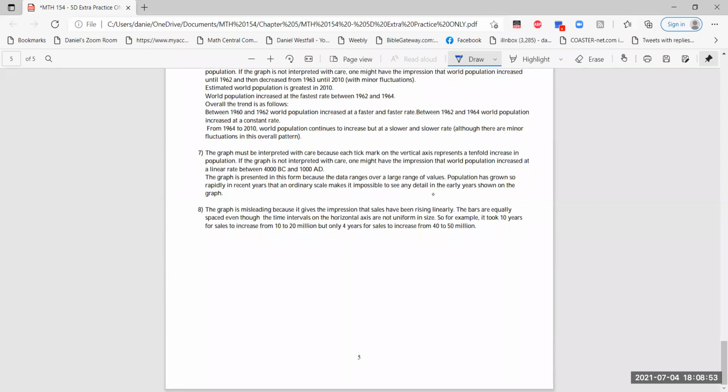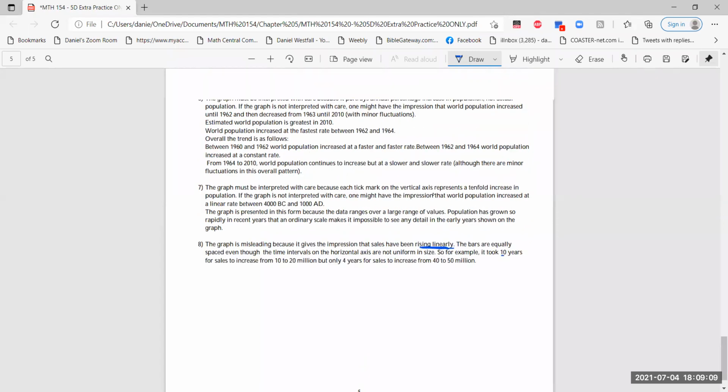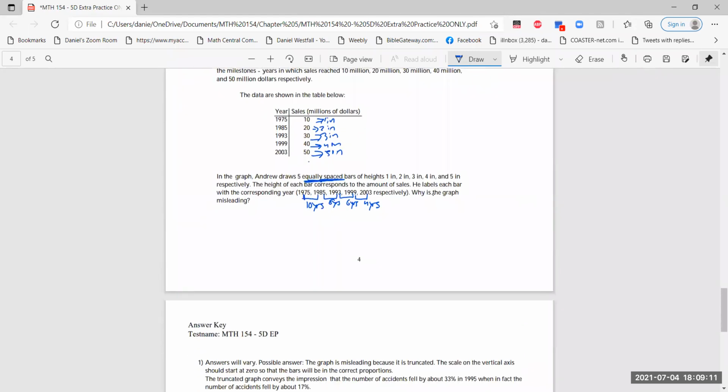So it gives the impression that they're being raised in a linear way, but it's not. And the teacher just says about the same thing that I said there. So if you look at those differences, 10 years here versus 4 years over there. All right, that's it. That was all extra stuff.